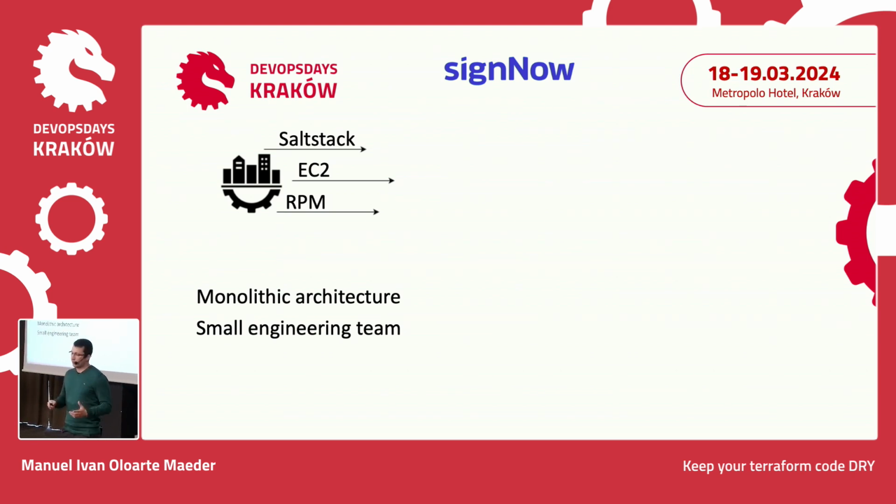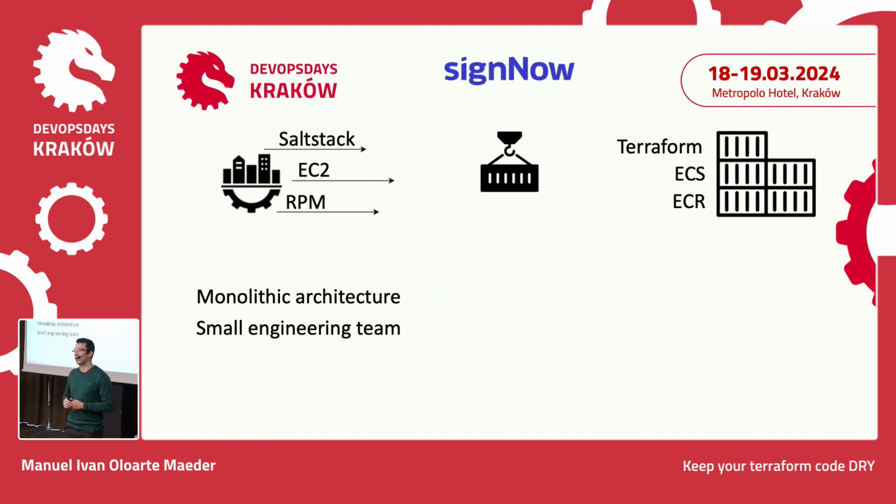At the very same time, the engineering and development team was deciding to extract those services from the monolith and launch them in a containerized architecture. And so SignNow started to use, of course, tools like ECR, the Elastic Container Registry, and the Elastic Container Service. And all of this was managed, of course, through Terraform and Terragrunt, in our case.